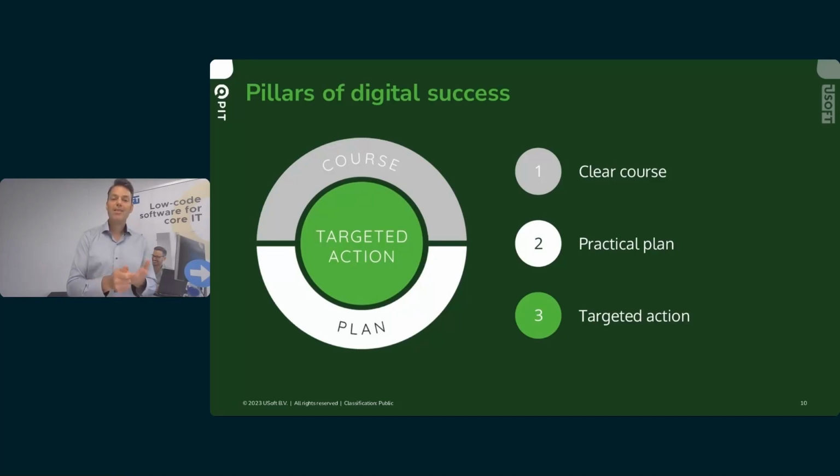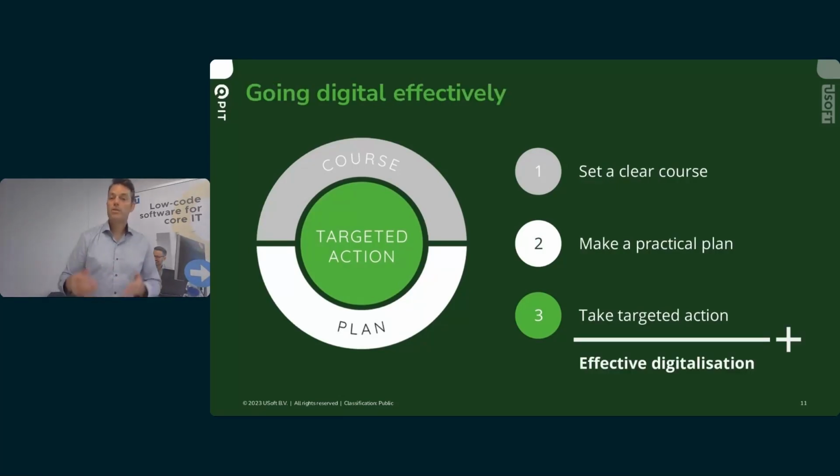You cannot do the one without the other. You can't take targeted action if you don't have a plan. And you can't formulate a practical plan if you don't have a clear course. So what you should do is set a clear course, make a practical plan, and take targeted action. Together, that sums up to effective digitalization.